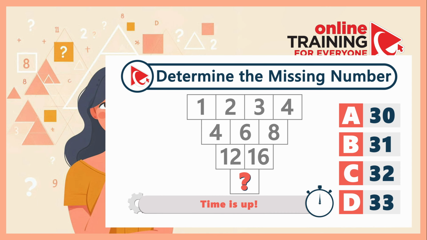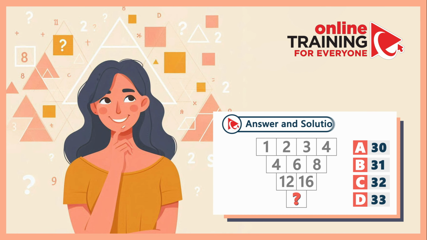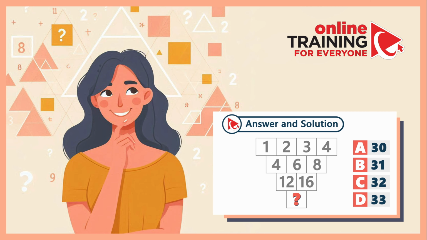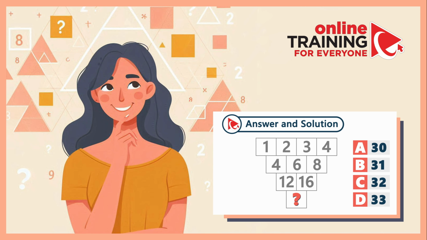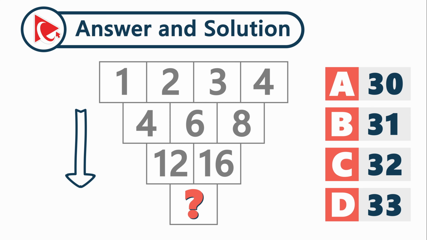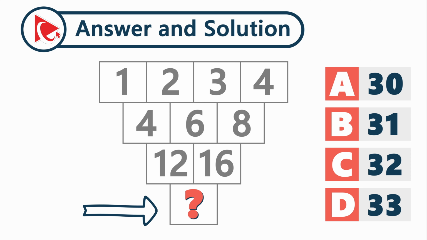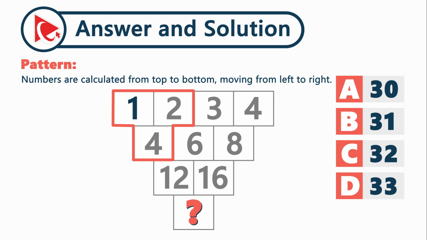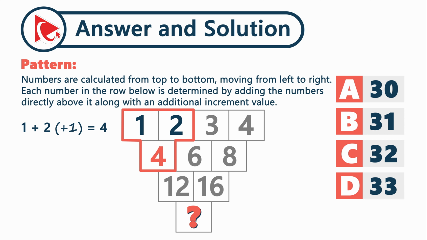Time's up. Do you have your answer ready? I hope so, because the pattern here is extremely simple. I presented the values to you in the rows, but the numbers here are calculated from top to bottom, moving from left to right. Let's take a close look at the numbers 1, 2, and 4. 1 plus 2 plus the increment of 1 equals 4. And the reason for that is that each number in the row below is determined by adding the numbers directly above it along with the additional increment value. And as you might have guessed, for the calculations in the first row, the increment is plus 1.